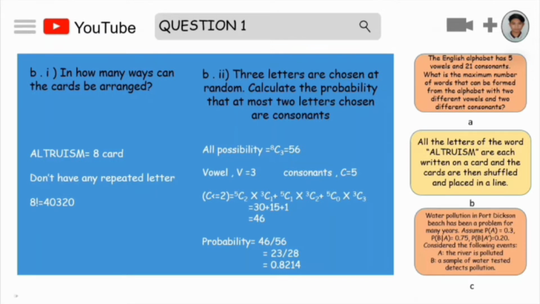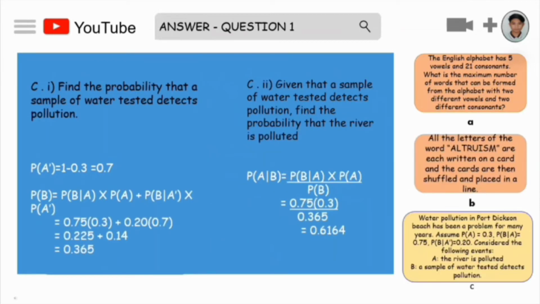For B2, first find all possible 3 letters chosen, which is 8C3 equal to 56. Next, most consonants chosen means the number of consonants chosen is less than or equal to 2. And the answer is 46. To find the probability, 46 divided by 56 equals 0.8214.